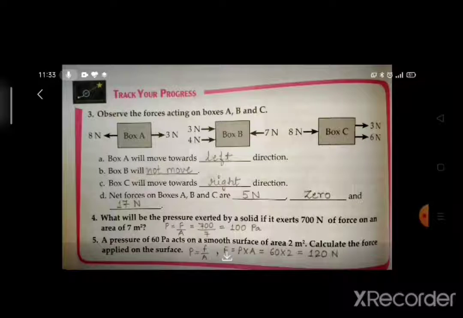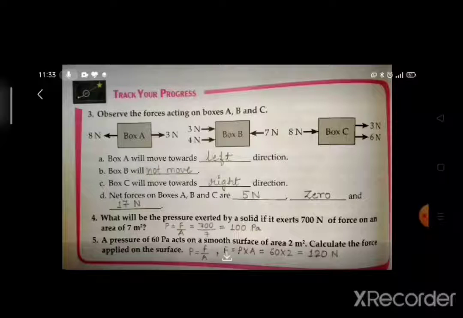Then in box C, 6 and 3 Newton force is acting towards right hand side and 8 Newton force is also acting towards right hand side direction. So this will add on and the box C will move towards right direction. So the net forces on boxes A, B and C will be 5 Newton on box A because 8 minus 3 will be there, and on box B it is 0 as I have told you, and on box C it is 17 Newton, 8 plus 3 plus 6. So total will be 17 because it is in same direction. So it will add on.